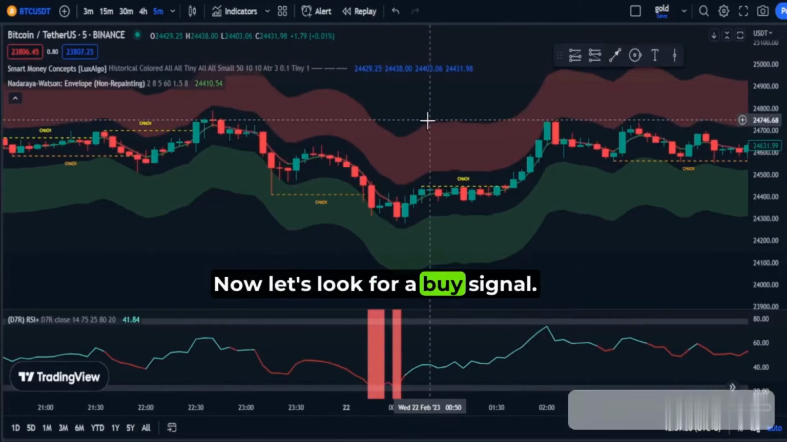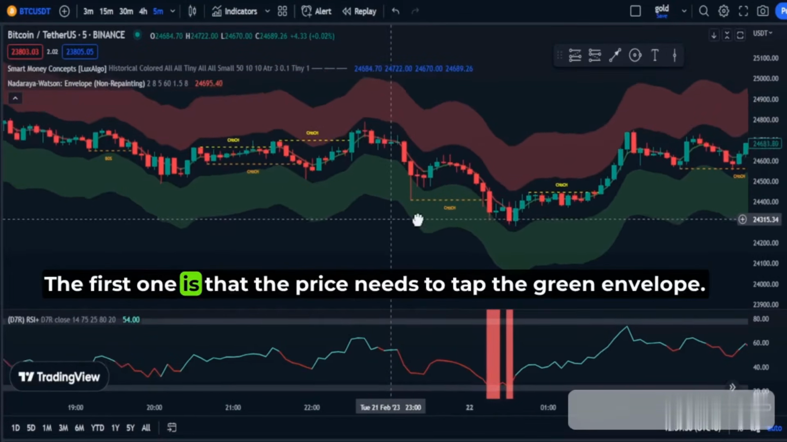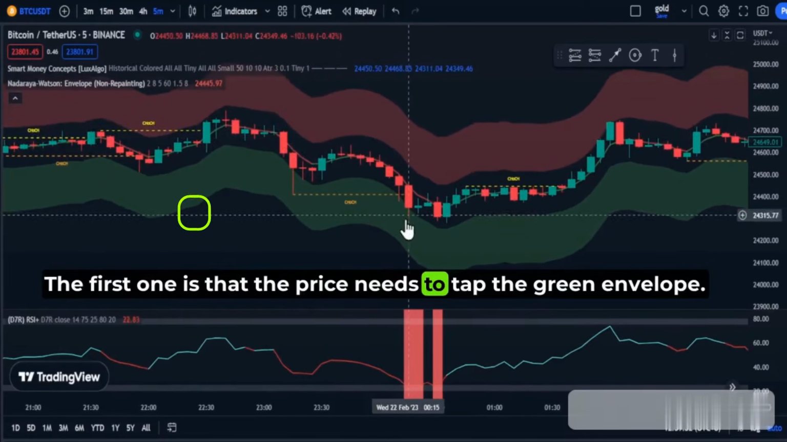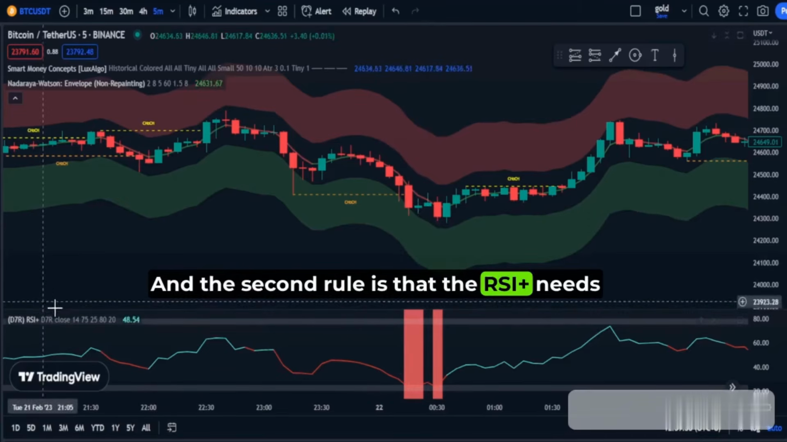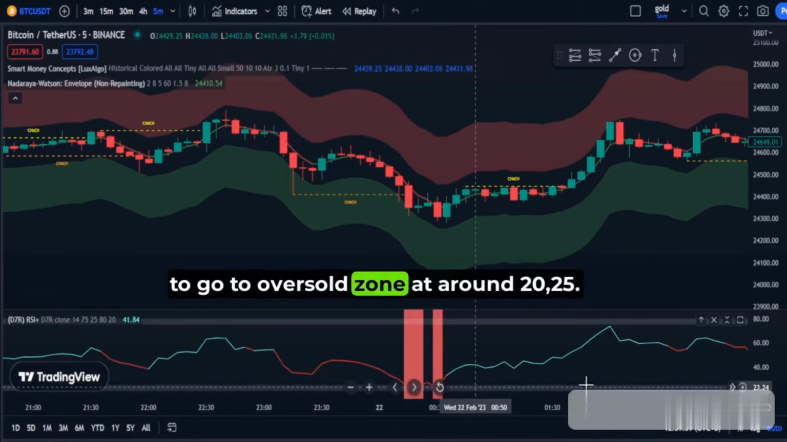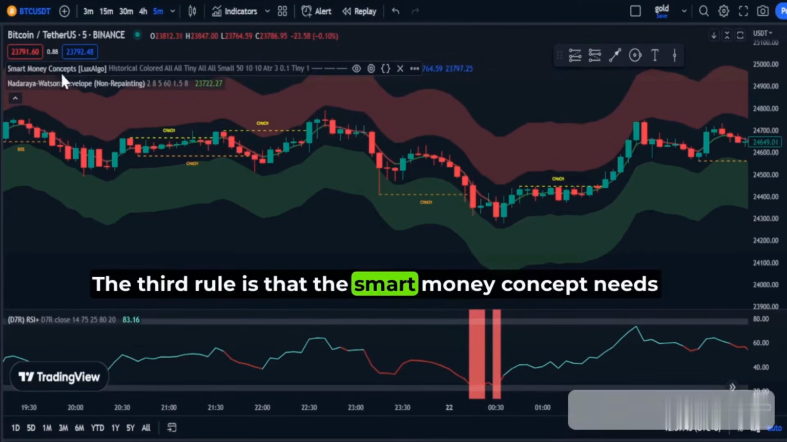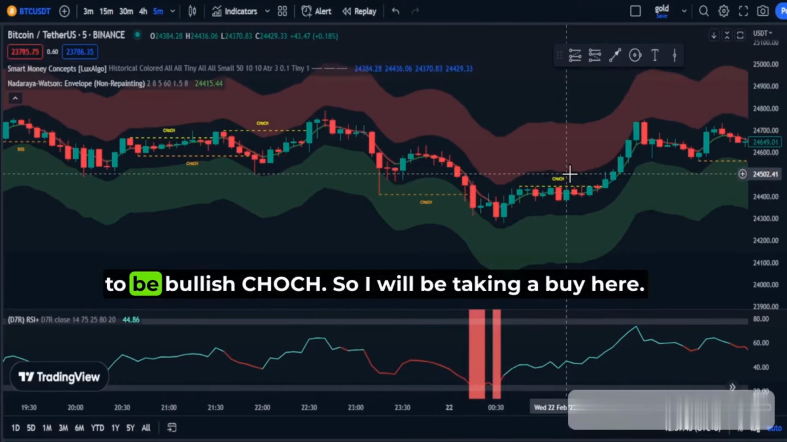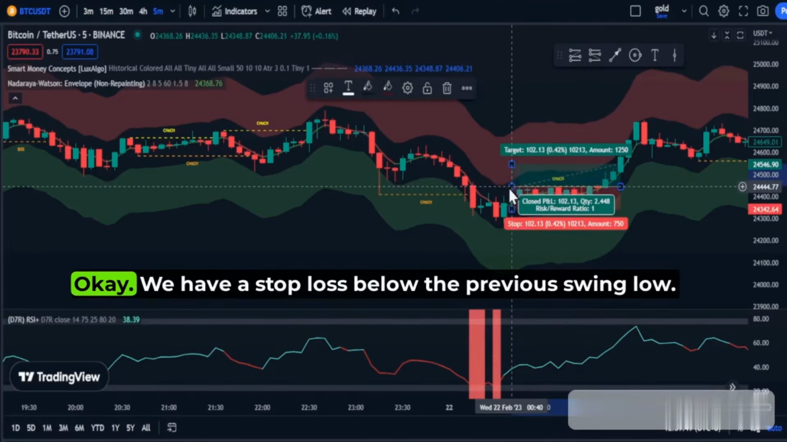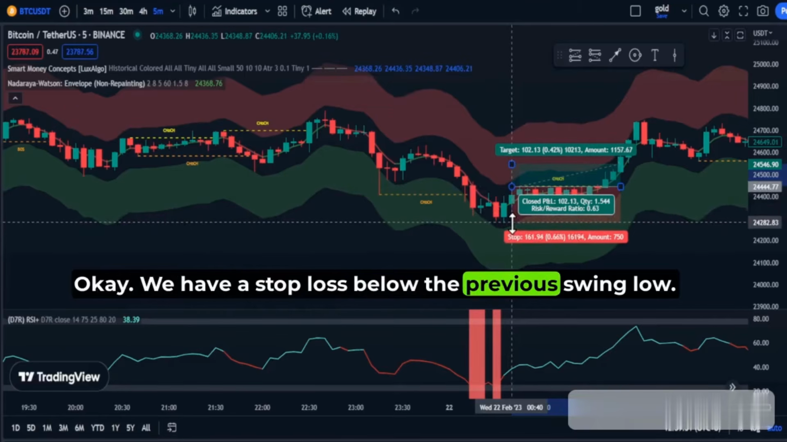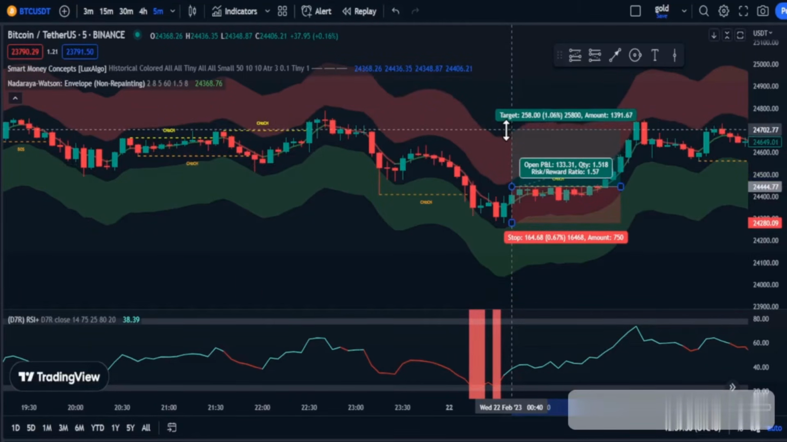Now let's look for a buy signal. For a buy signal, there are 3 rules to follow. The first one is that the price needs to tap the green envelope. The second rule is that the RSI Plus needs to go to the oversold zone at around 20 to 25. The third rule is that the smart money concept needs to show a bullish CHOCH. So I will be taking a buy here, with a stop loss below the previous swing low, and the target is 1:1.5.